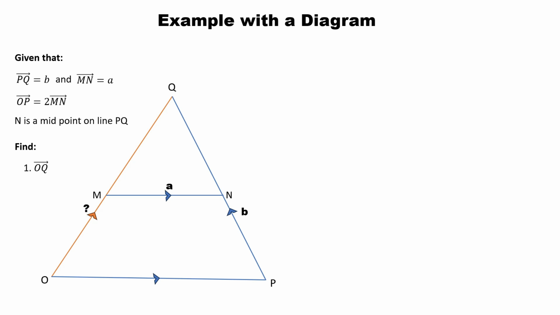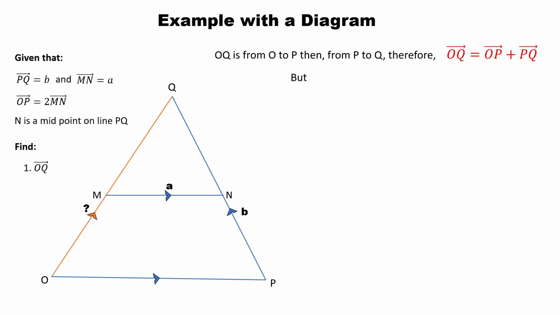So, for us to go to OQ, we start at O, then we move to P, thus OP. And then from P we go to Q, thus PQ. Hence OQ equals OP plus PQ. But we need to find the value of OP first, of which we have been told that OP equals 2MN, hence OP equals 2A. And PQ has already been given, which is B. Hence OQ equals 2A plus B.